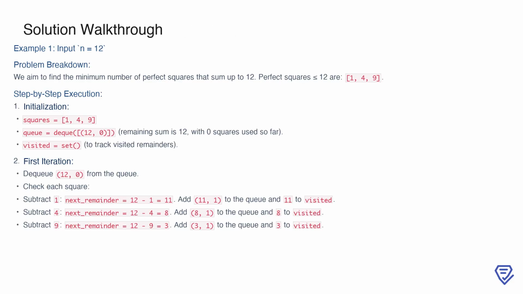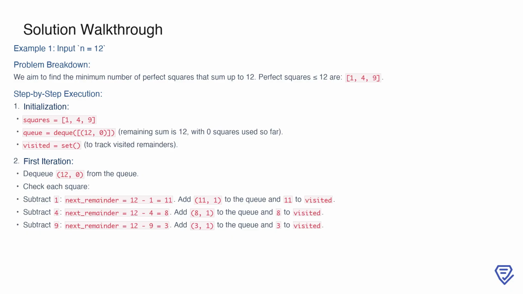To solve this problem for an input of n equals 12, we want to find the minimum number of perfect squares that add up to 12. The perfect squares less than or equal to 12 are 1, 4, 9. We approach this using breadth-first search, or BFS, to ensure that we find the shortest path to the solution. First, we initialize our variables. We set squares to 1, 4, 9, since these are the perfect squares we'll be working with.